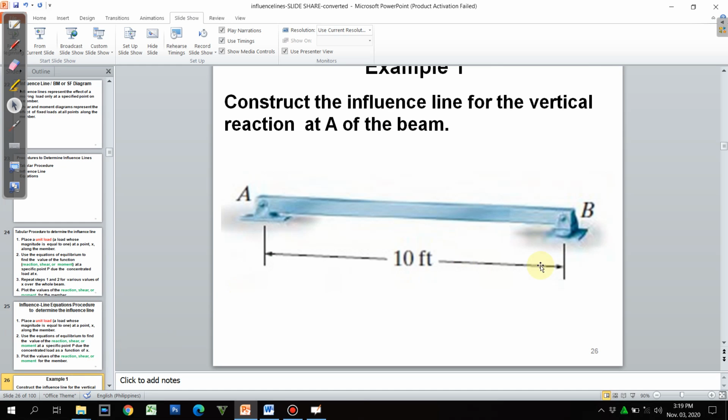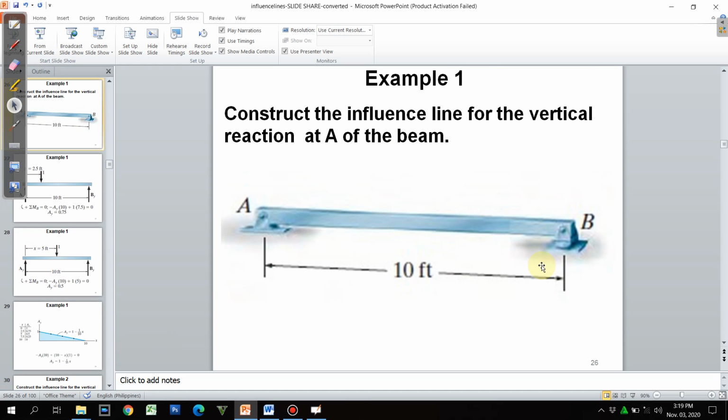So let us consider now an example. Construct the influence line for the vertical reaction at A of the beam.